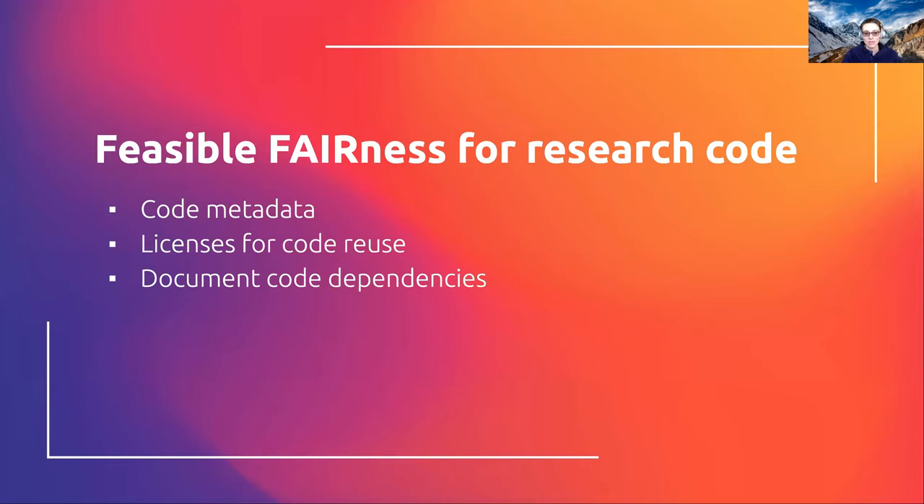From these discussions, we can see that achieving fairness for research code is feasible, right? We just need to have good code metadata, which is well a reality. We have standards for code metadata by CodeMeta and Software Heritage. And we need to adopt licenses for code reuse, and licenses for code have existed for a long time, so that's kind of done. And we also want to document these code dependencies. So, how easy is that? What's actually happening in practice?